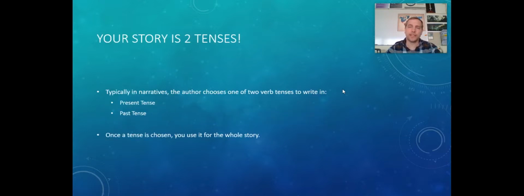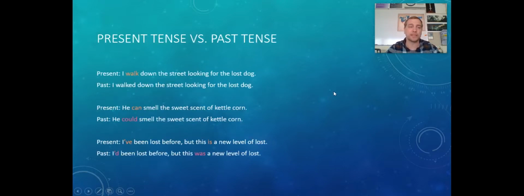And so one of the issues I'm going to tell you about is verb tense, right? Typically in narratives, the author chooses one of two verb tenses to write in. It's the present tense or the past tense. And once you've chosen, it's that for the entire story. You're going to hear me say this with some of your narratives: you switched tenses. You switched from the present tense to the past tense. So let's take a look at what that means.